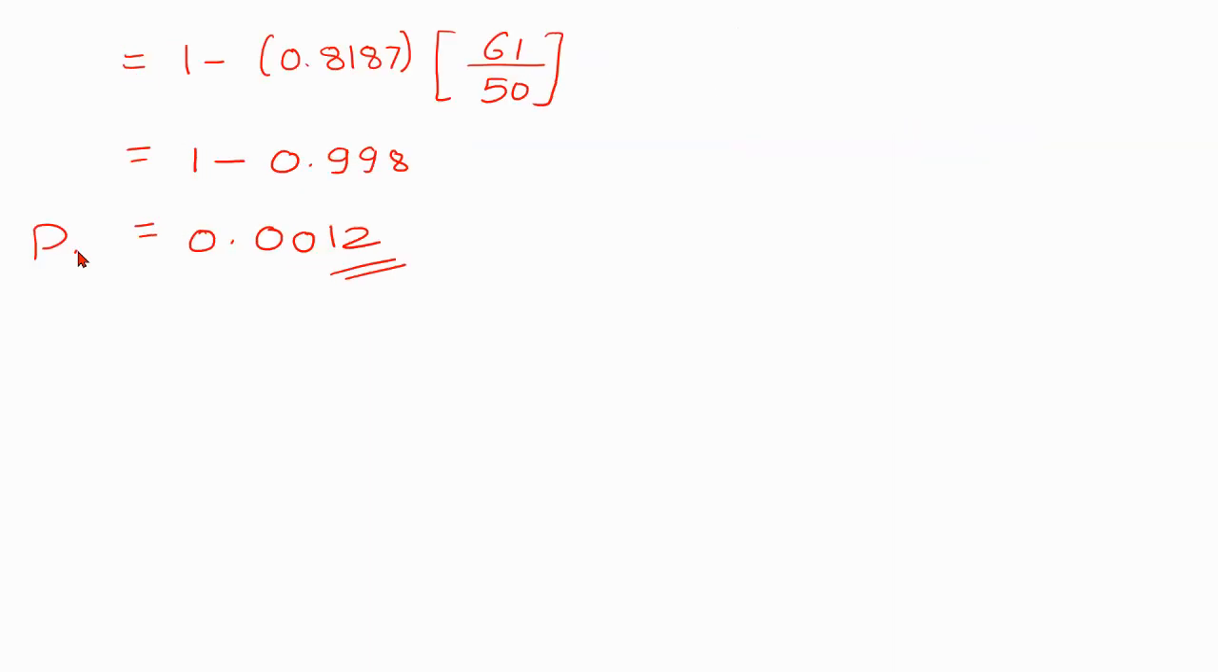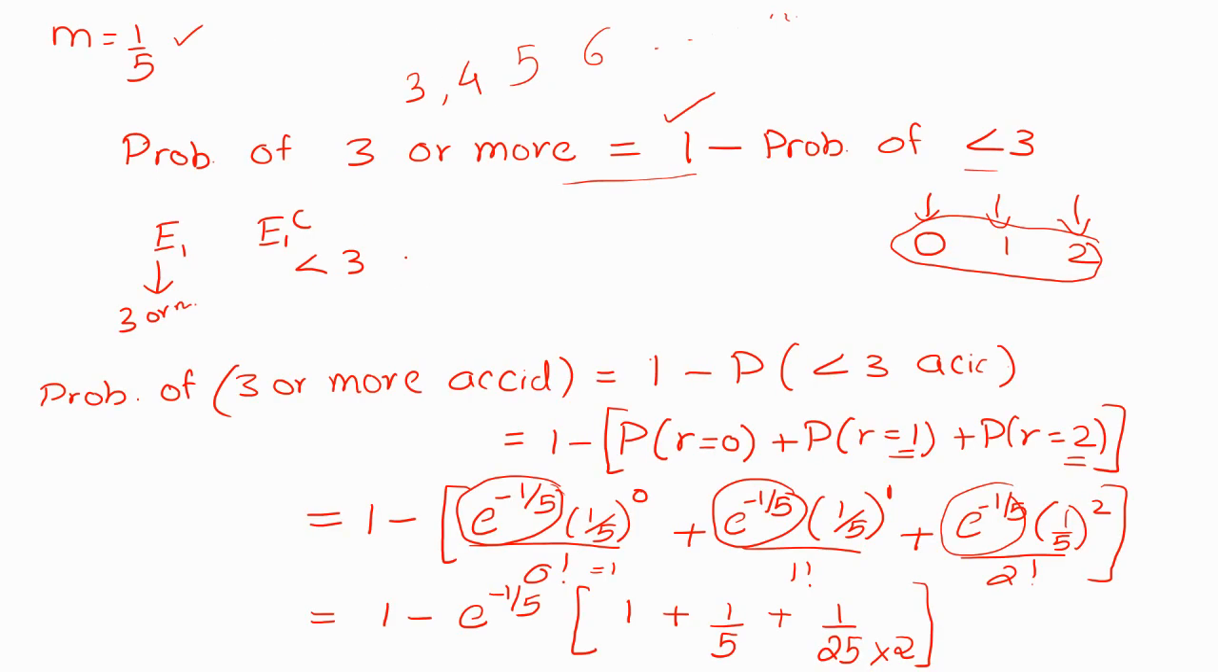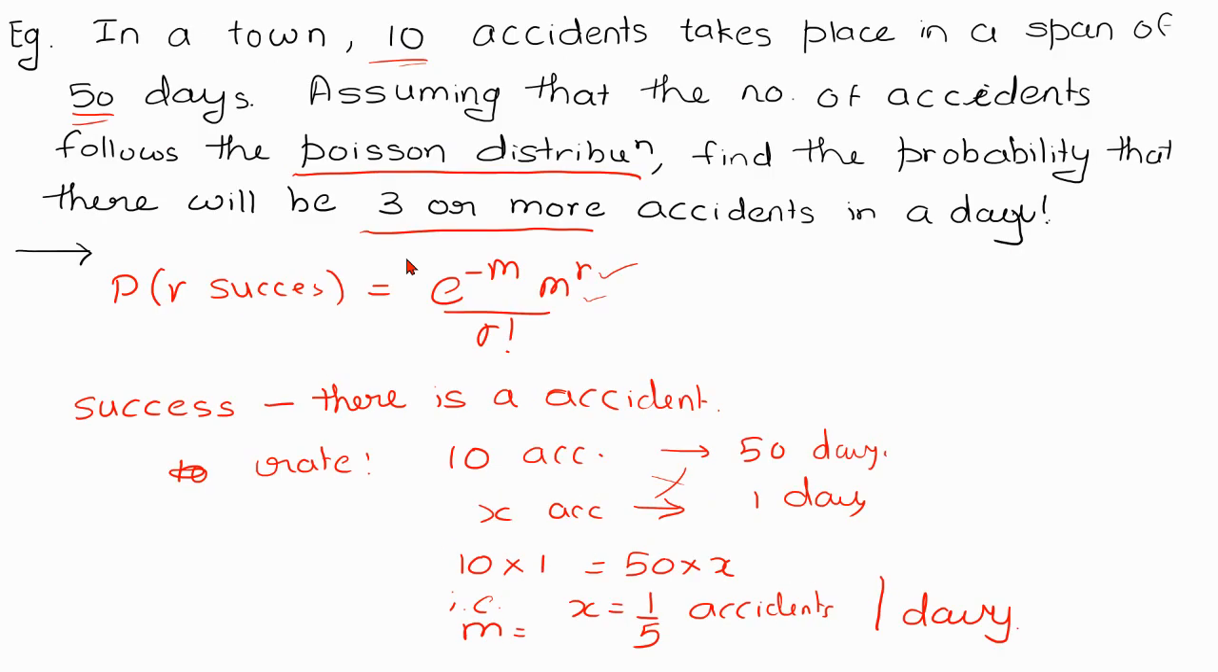So this is how Poisson distribution problems are solved. The problem should contain the words Poisson distribution, and you just need to identify what your successes are, what your r is, and what your m is. That is more important. Okay, thank you.